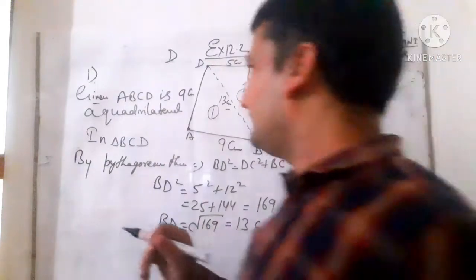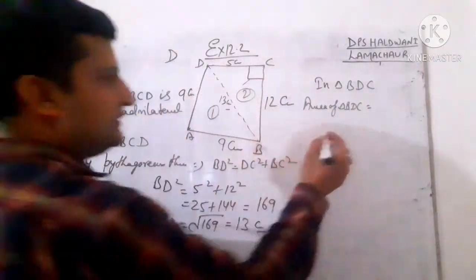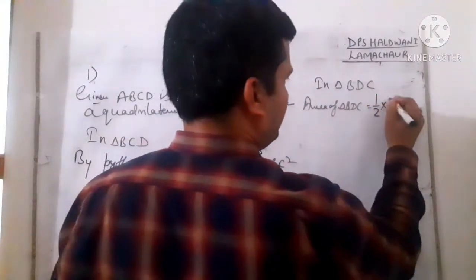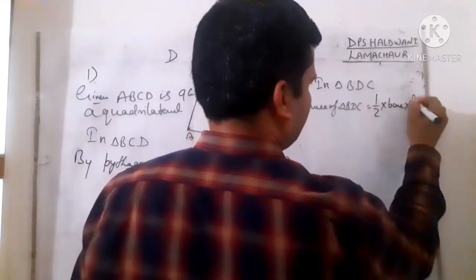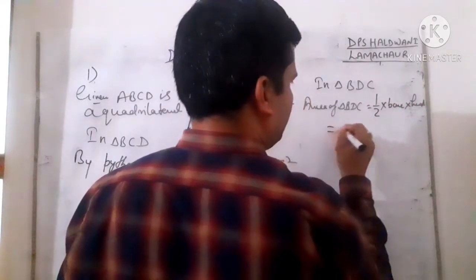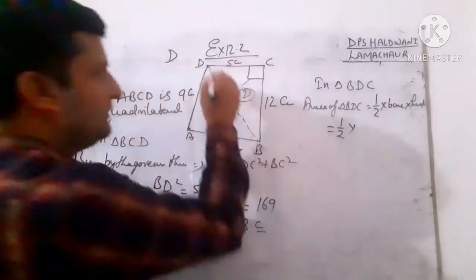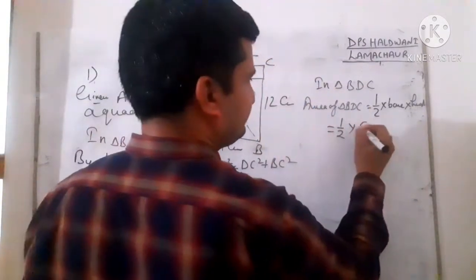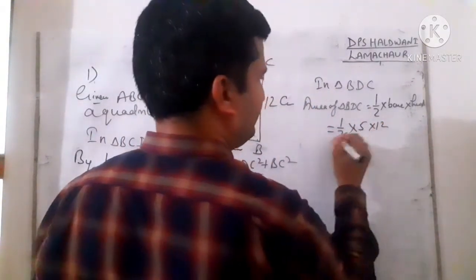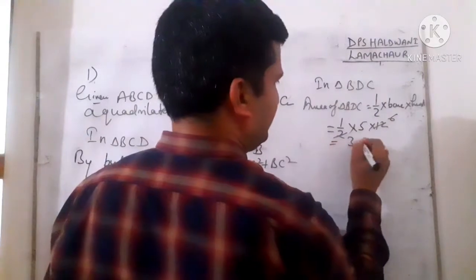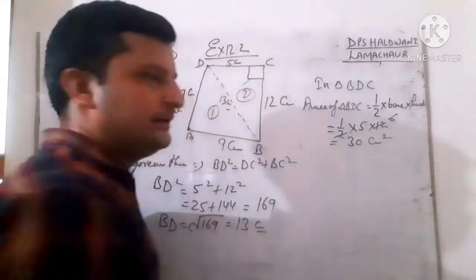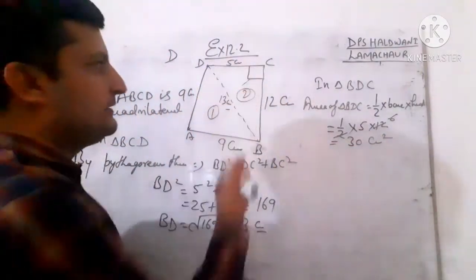So we are using here half into base into height. So student, for this one the base is 5 and the height is 12. 2 sixes are 12, so this is coming 30 centimeter square. So student, this is coming 30 centimeter square.